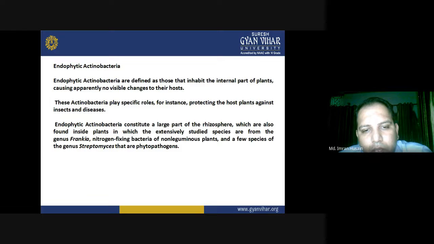Endophytic actinobacteria constitute a large part of the rhizosphere, and are also found inside plants. The extensively studied species are from the genus Frankia, nitrogen-fixing bacteria in non-leguminous plants, and a few species of the genus Streptomyces are phytopathogens.